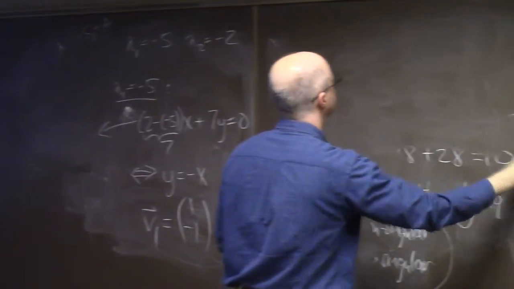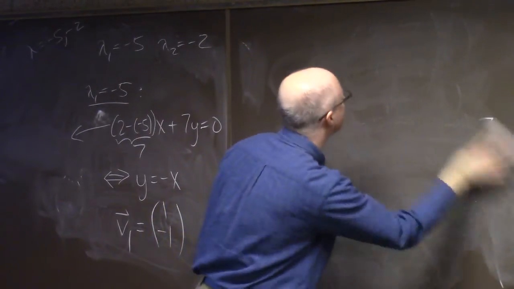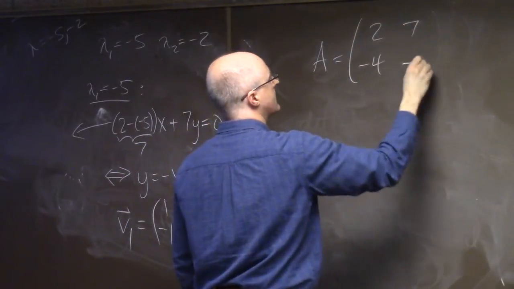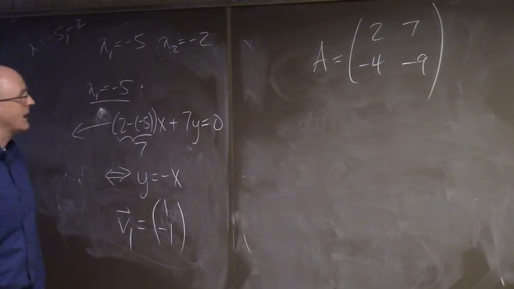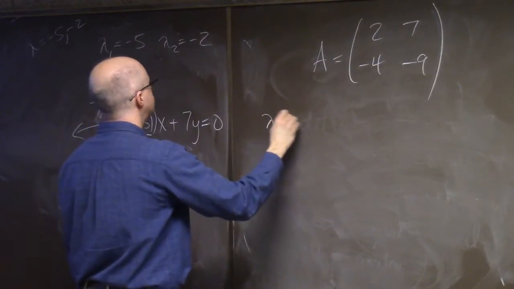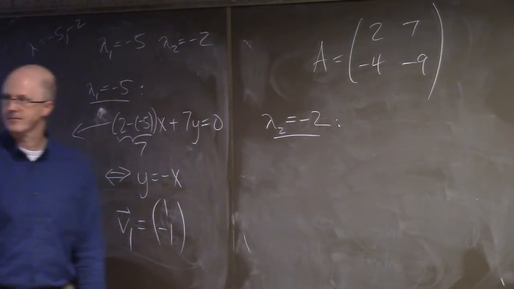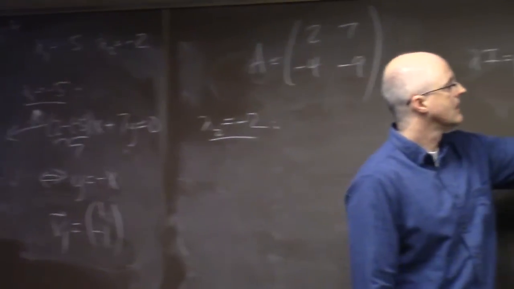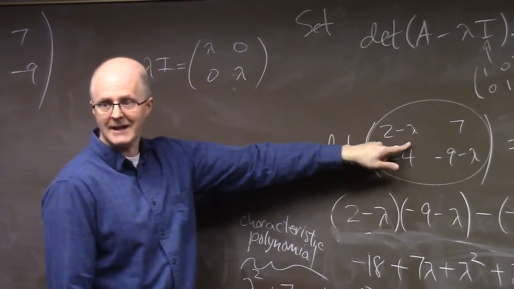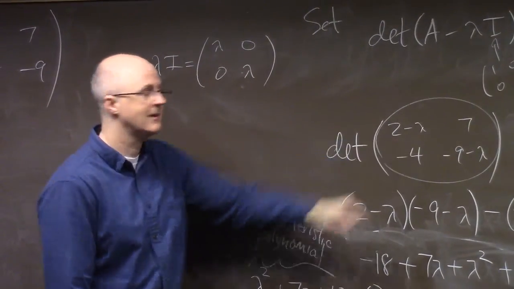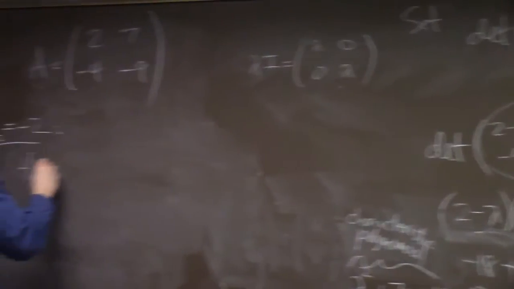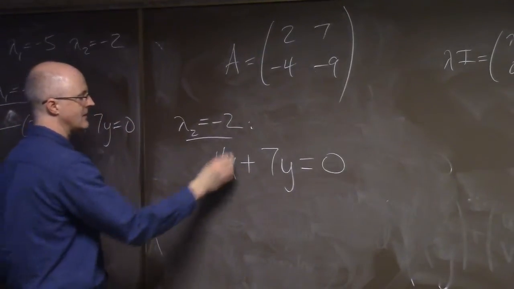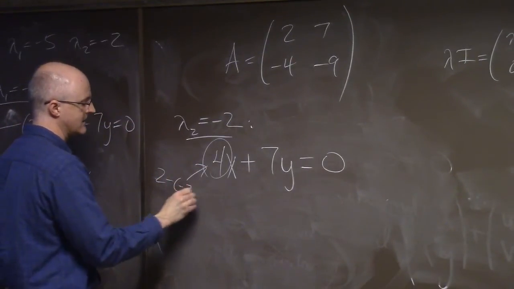Oh, I didn't want to erase my matrix. Let's put it back up here: 2, 7, negative 4, negative 9. What about the other eigenvalue, lambda 2 equals negative 2? Find an eigenvector corresponding to it. Replace lambda with negative 2. 2 minus negative 2 is positive 4. The 7 still is there. We get this equation. That 2 can be thought of as 2 minus negative 2.